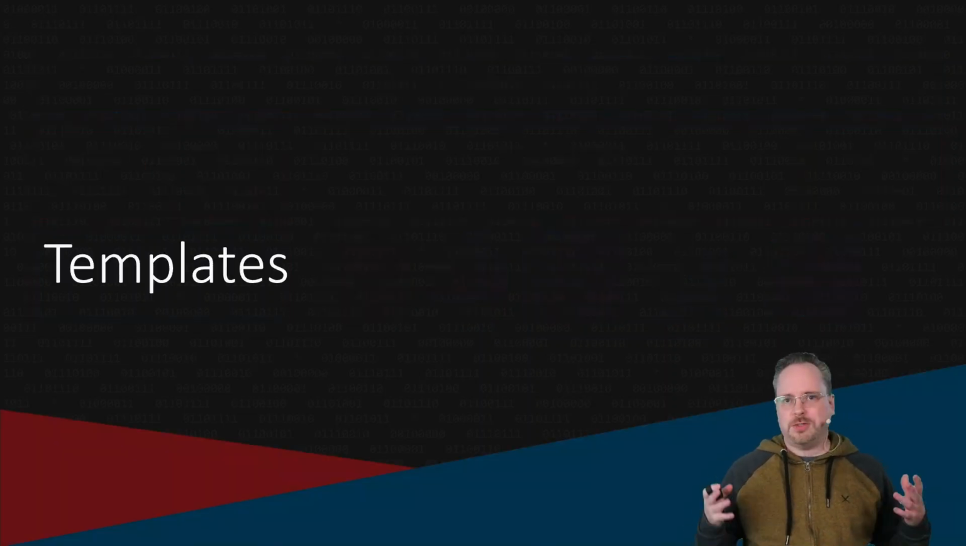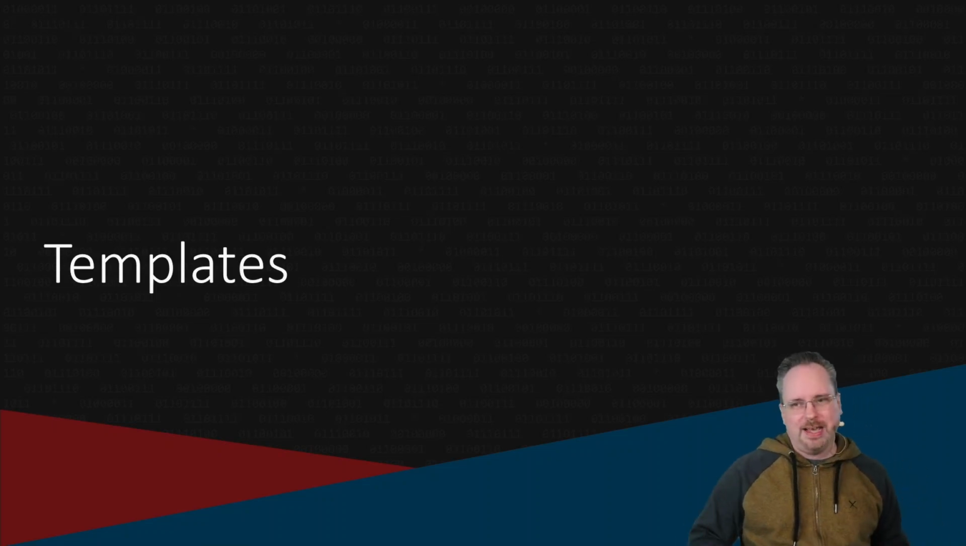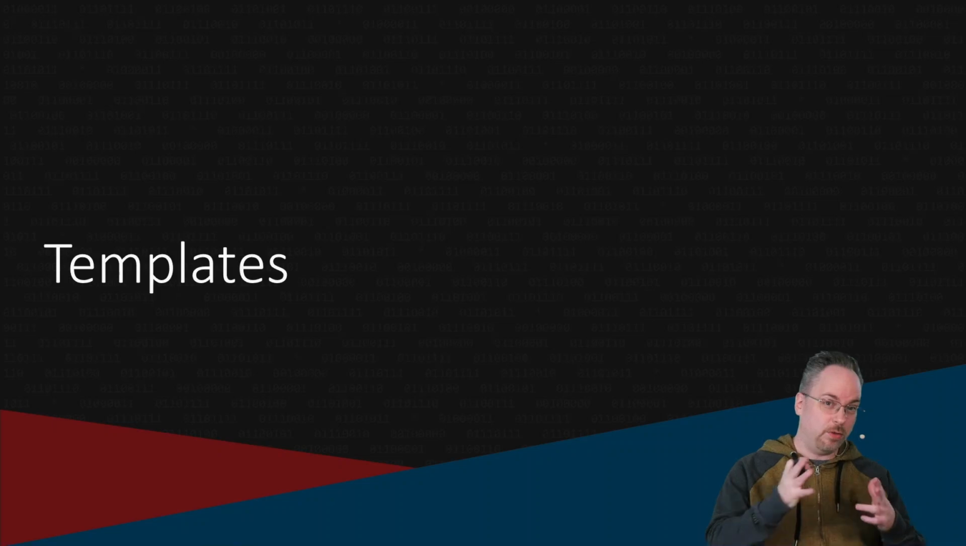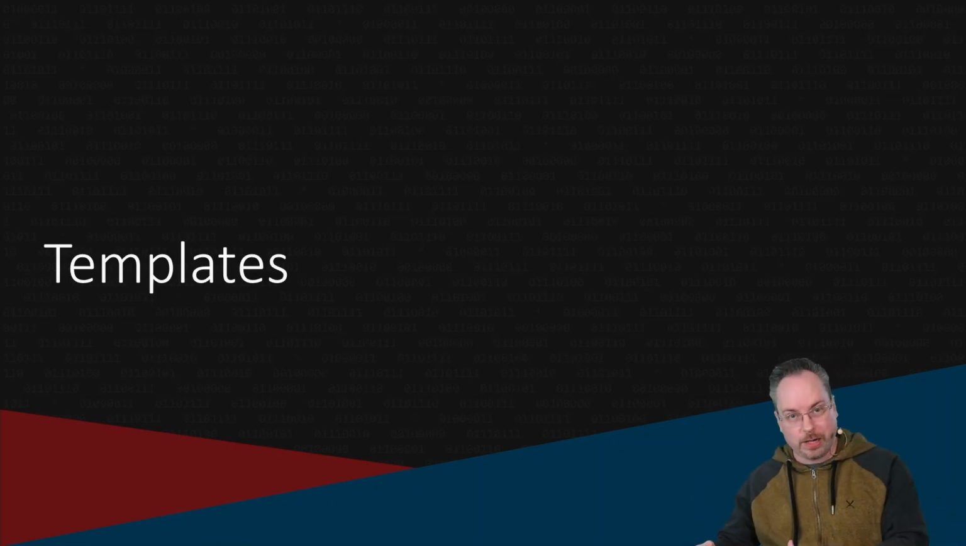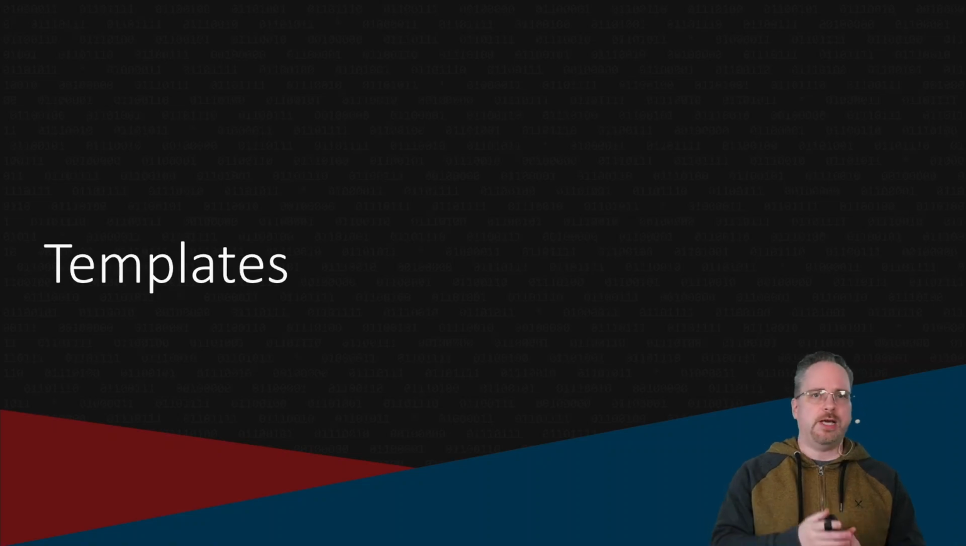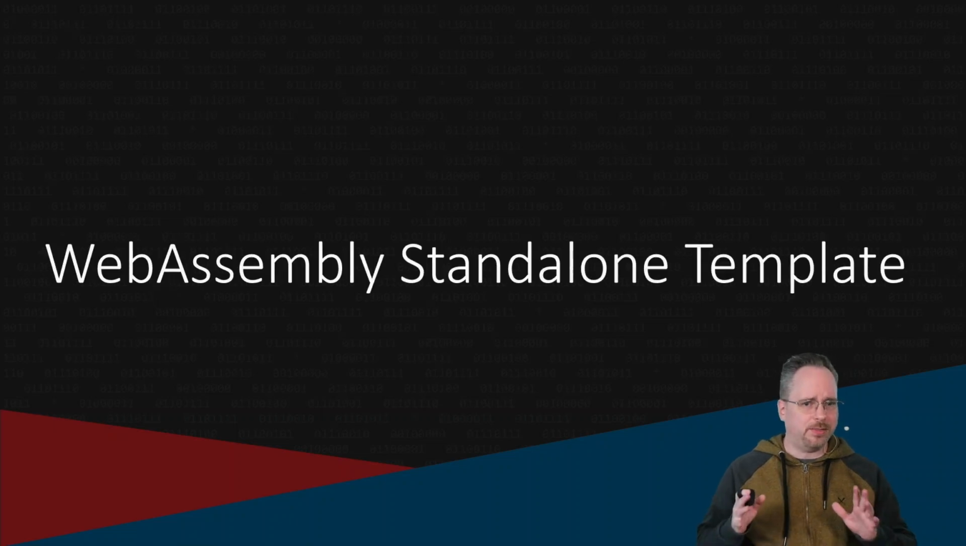So when it comes to templates, there are 2 templates. We used to have more, but now there are 2 templates. At least for the web, we have a Blazor Hybrid one as well, but we're not going to talk about that in this talk. So we have 2 templates. We have the WebAssembly standalone one, and we also have the web app template. So let's take a look at those for a moment.